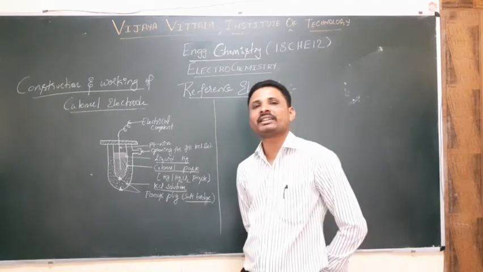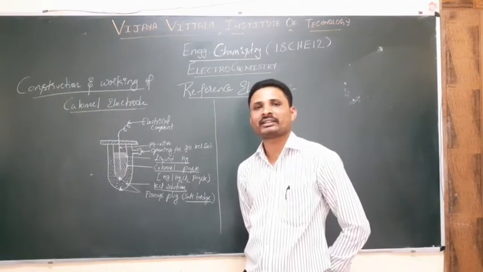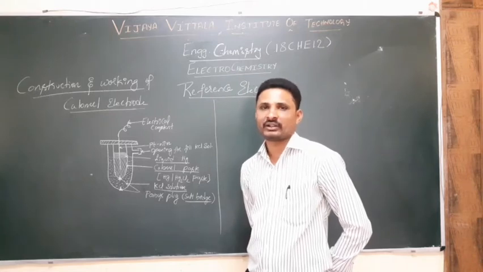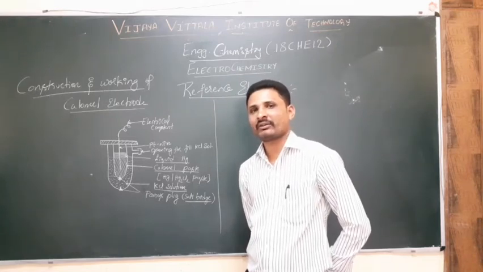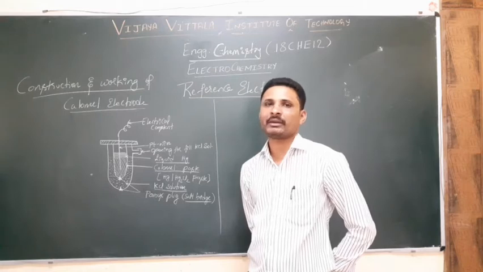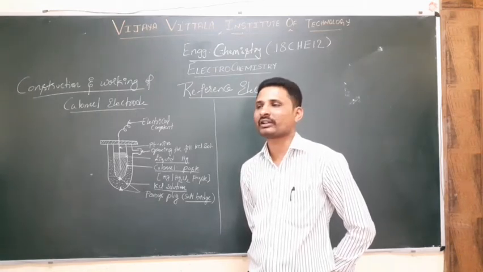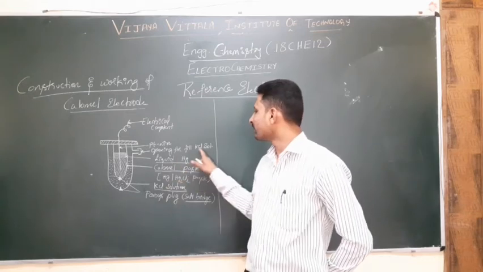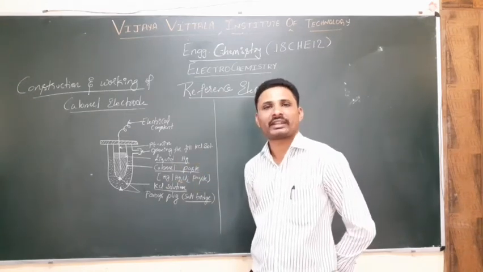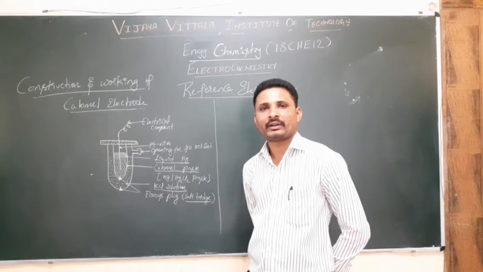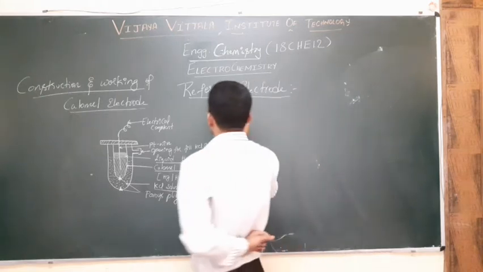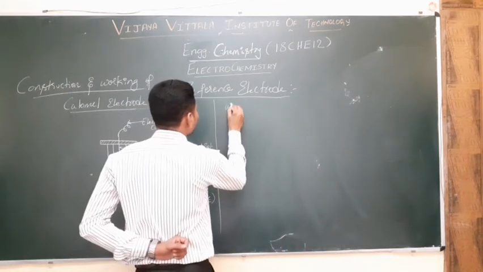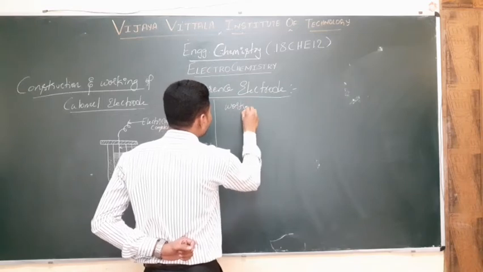And now we will see the working and electrode potential. While calculating the electrode potential, we came to know that the electrode potential value of a Calomel electrode depends on the KCl solution taken. And now, the working of this Calomel electrode.